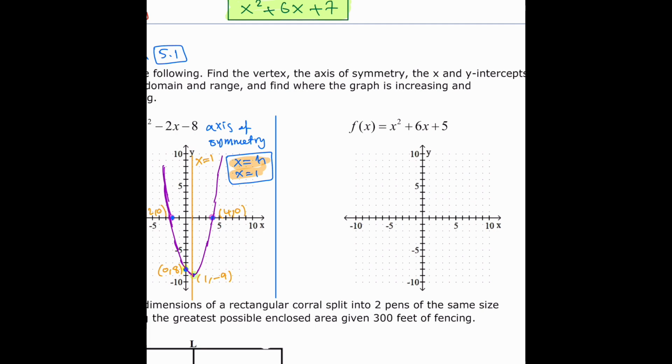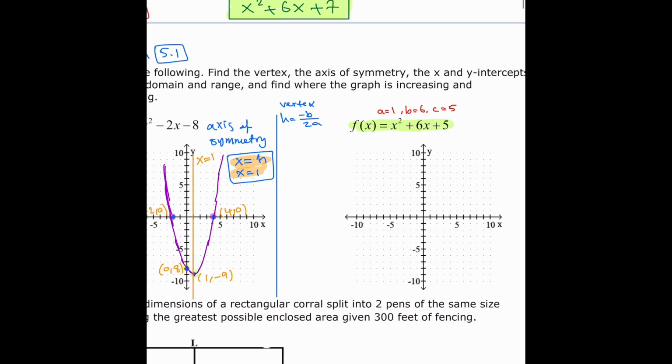So in order to graph this quadratic function, we will need to find the vertex. So that is the first thing we're going to find. In order to find the vertex, we're going to find h and k. h is equal to negative b over 2a. And by looking here, we can see that a is 1, b is 6, and c is 5.